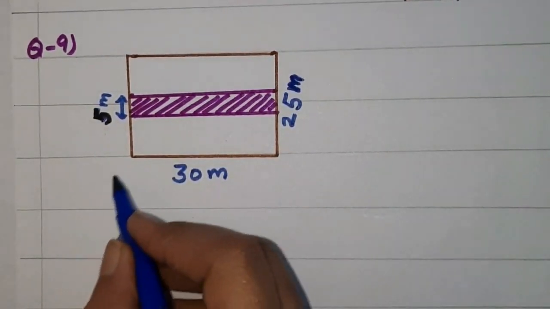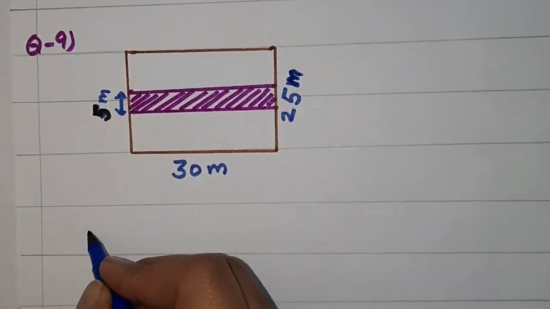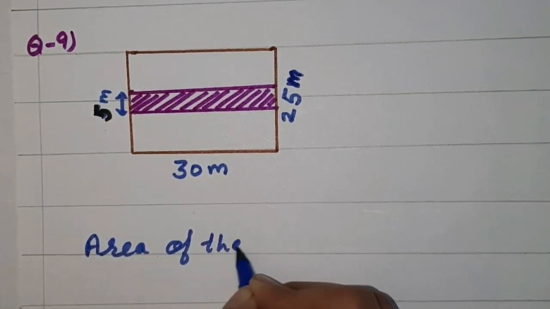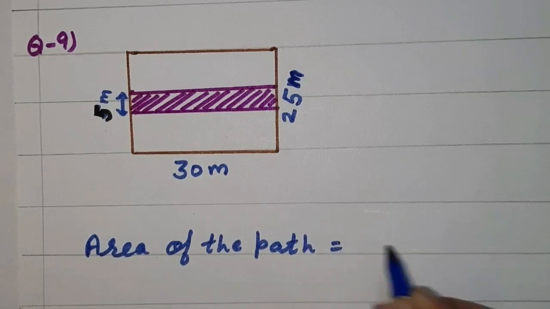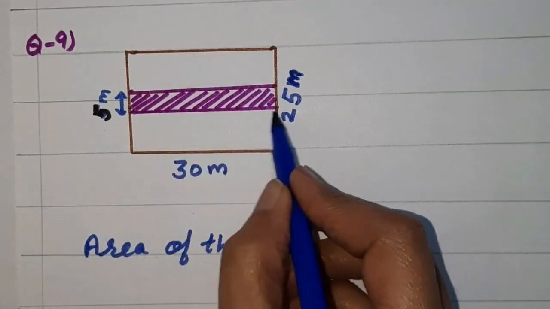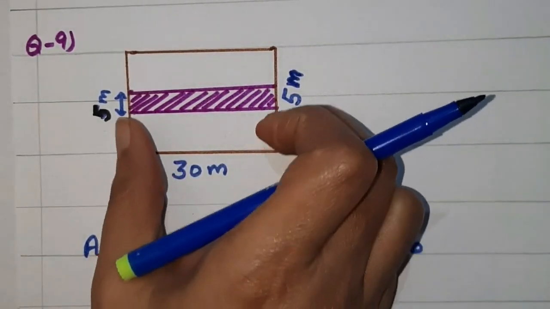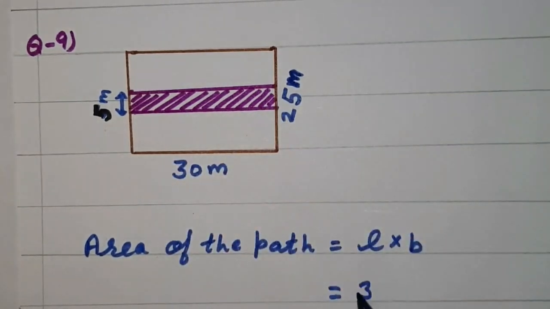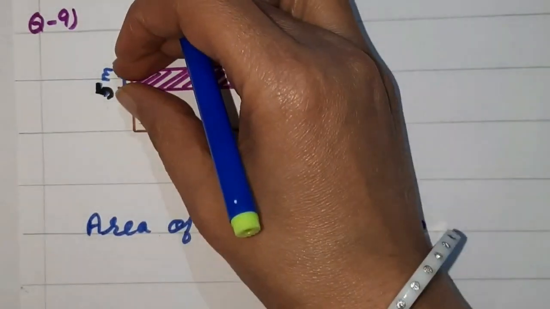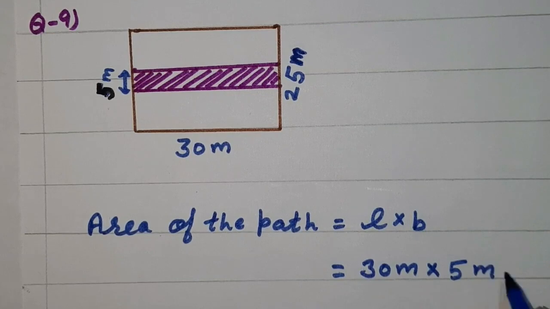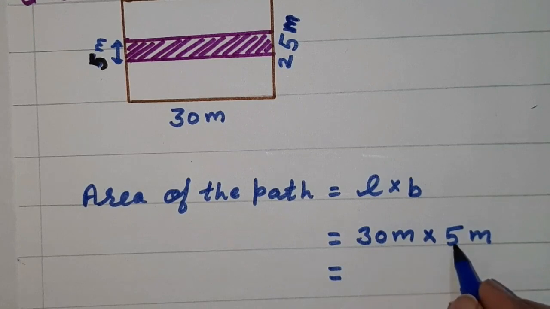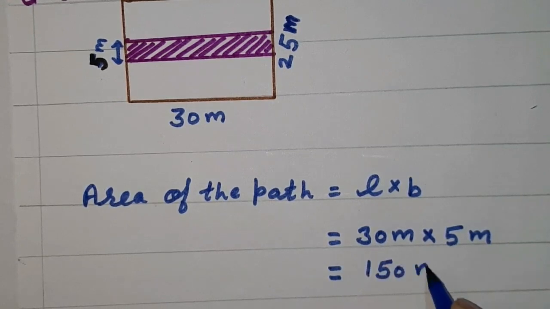Now two questions are given. Find the area of the path. First of all, we will find out the area of the path. Area of the path is equal to length multiply breadth. Length of the path is 30 meter, because in the whole rectangle this is lengthwise. So 30 meter multiply by breadth, the path's width, 5 meter. So it will become 150 meter square.